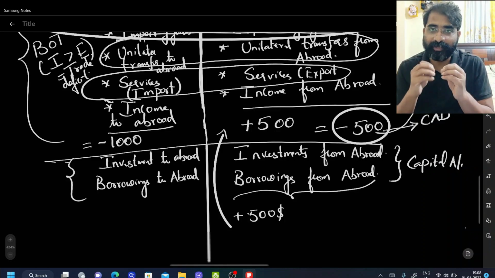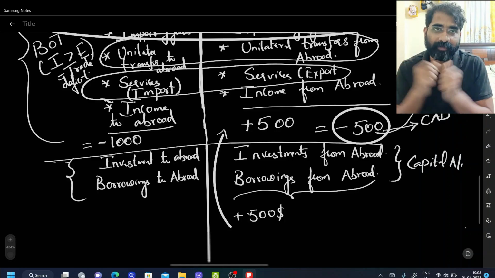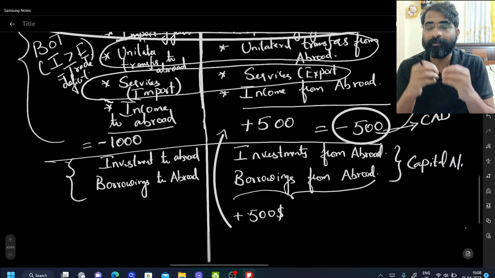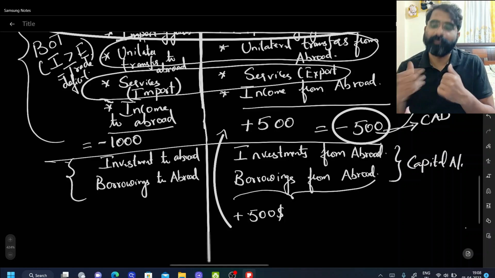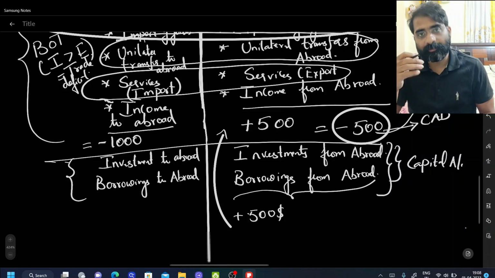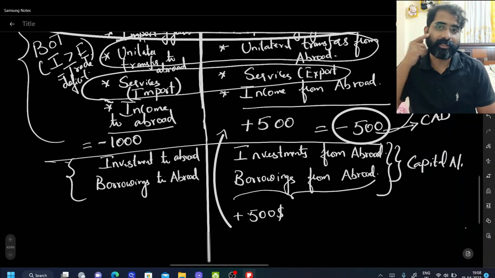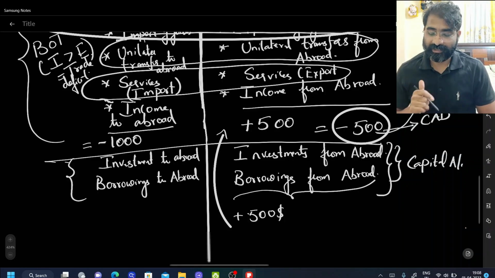This is a major understanding, because UPSC asks some simple questions. Which one of the following will help in bridging the current account deficit? Then investments, which are part of the capital account and are moving in, will also help the current account. This is one more important understanding.